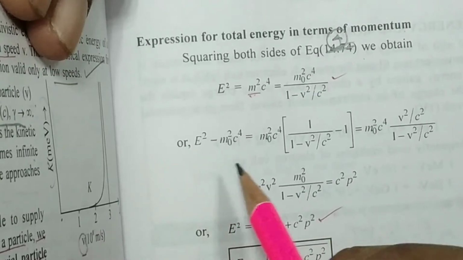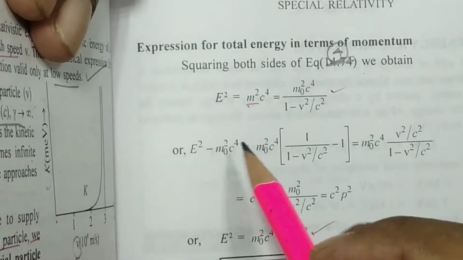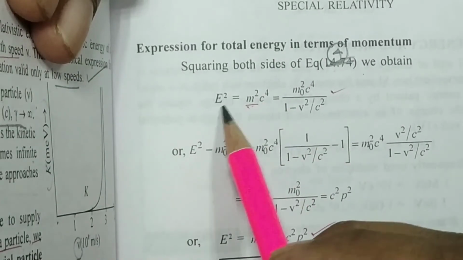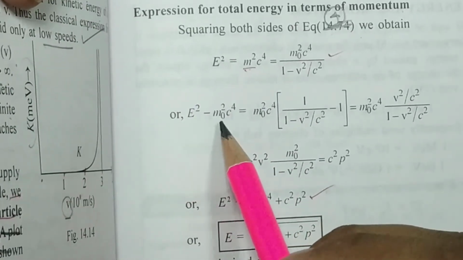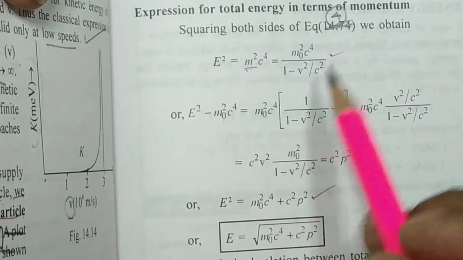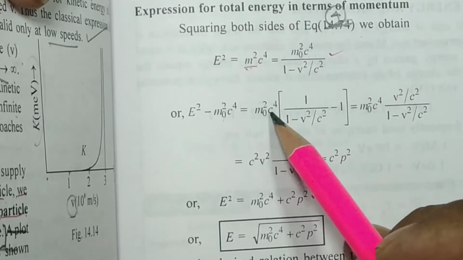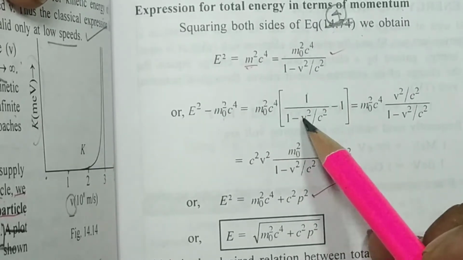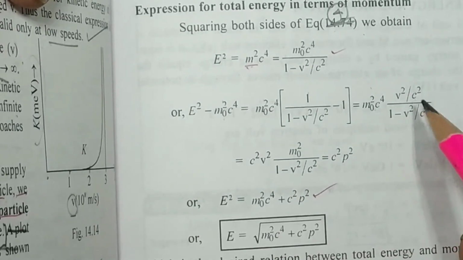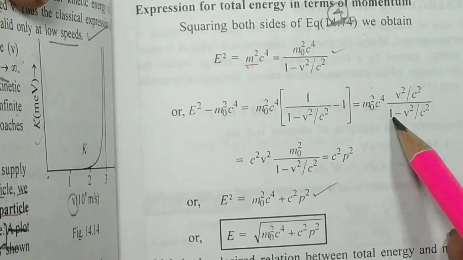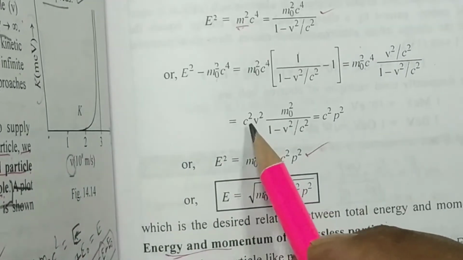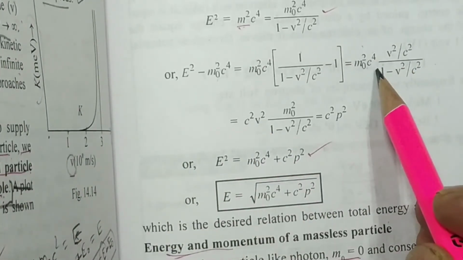So now subtract m0 square c to the power 4 from the left hand side and right hand side. Left hand side, if I subtract, it will be E square minus m0 square c to the power 4, equal to this term minus m0 square c to the power 4. Then we have to take common m0 square c to the power 4. Then I get 1 by (1 minus v square by c square) minus 1, equal to m0 square c to the power 4 into v square by c square, whole divided by (1 minus v square by c square), equal to m0 square c square v square, because here c square and c to the power 4 got cancelled.